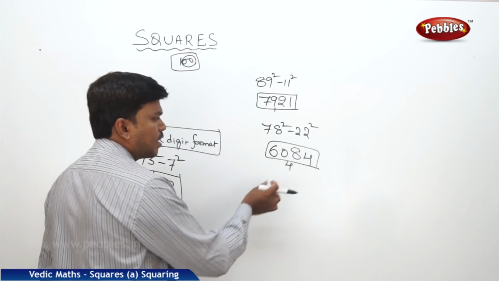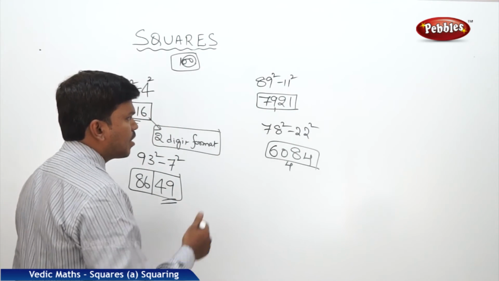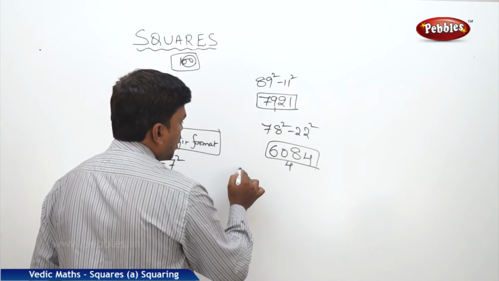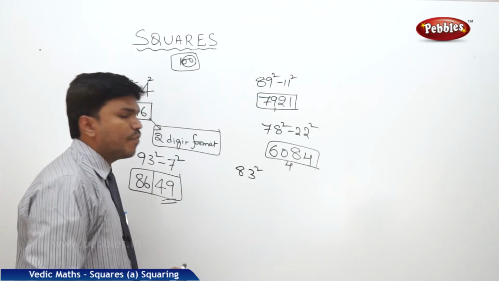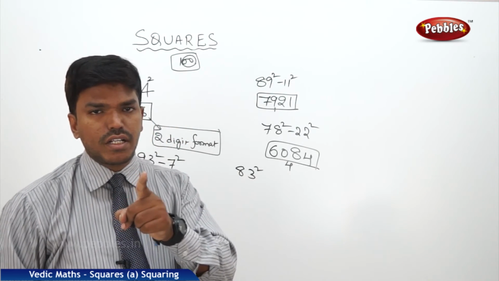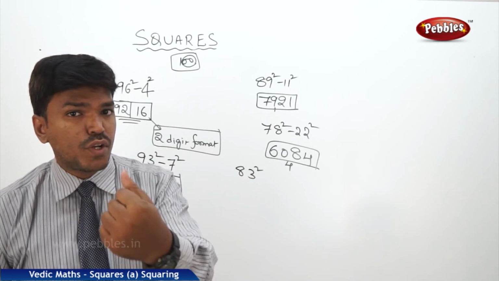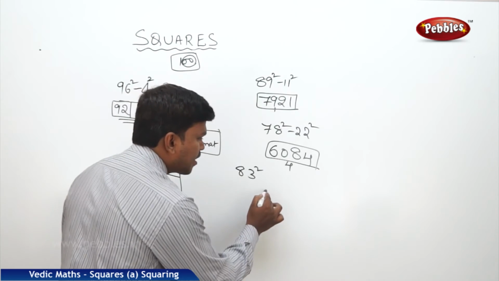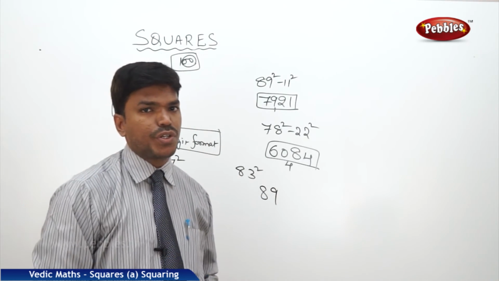Now, see, even this carry we can remember in the mind. How? Let us take one example. If I need 83 square. 83 is how much less of 100? 17. Yes or no? 83 is 17 less of 100. What is 17 square? 289. I am writing 89 here and putting 2 in the mind.